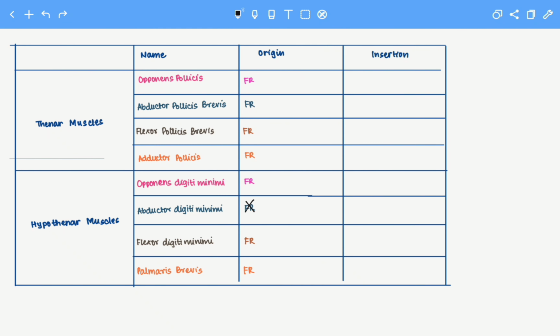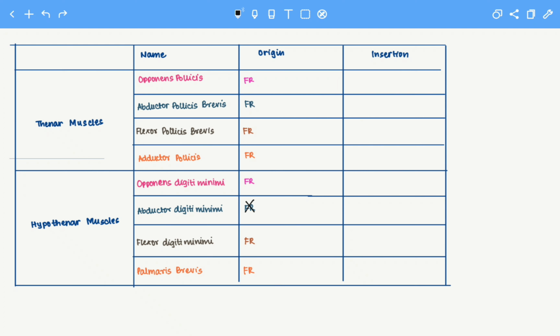Now when we move to the thenar muscles, we face a dilemma because we have two muscles that start with A. How do we know which one of these does not originate from the flexor retinaculum? We've seen that the hypothenar group has the abductor digiti minimi, which does not originate from the flexor retinaculum. Hence, in the thenar group, the abductor pollicis brevis will compensate for the abductor muscle in the hypothenar group not originating from the flexor retinaculum, and hence the abductor muscle in the thenar group will originate from the flexor retinaculum.